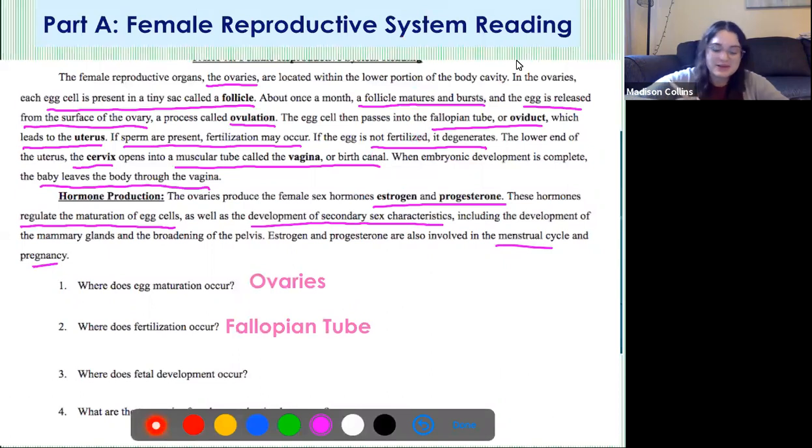But you might also have seen if the egg is not fertilized, it degenerates. This just means that that egg is going to break apart and be released through what we know as our period, along with the uterine lining.